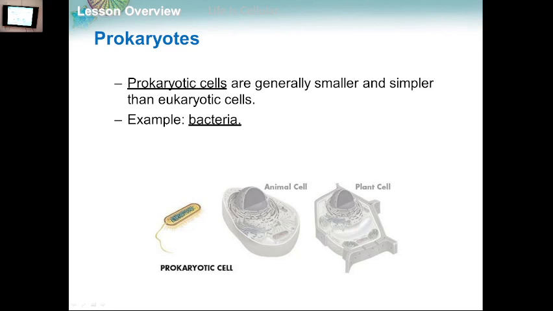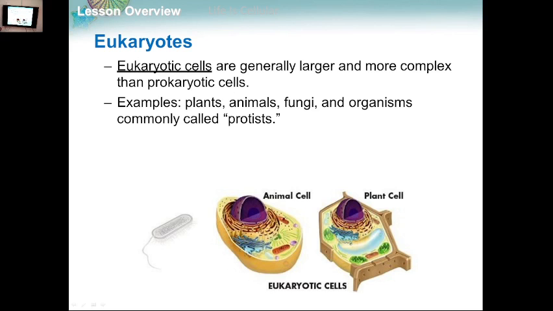Let's start with the first one. The prokaryotic cells are generally smaller and simpler than the eukaryotic cells. An example of prokaryotes is the bacterial cells. While the eukaryotes are generally larger and more complex than prokaryotic cells, we have many examples of eukaryotic cells like plants, animals, fungi, and organisms commonly called protists.